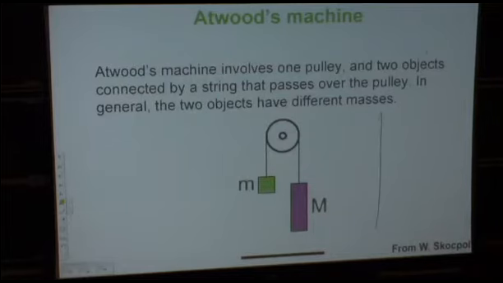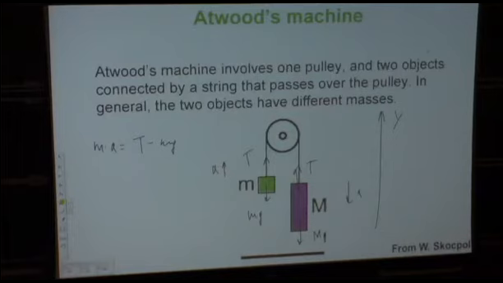Let's choose positive y direction upward. We have big M times g down, tension up, and the acceleration for this object points down. We have little m times g down, tension up, and the acceleration for this object points up. These are different accelerations, but they have the same magnitude. So little m times a should be equal to tension minus little m g.